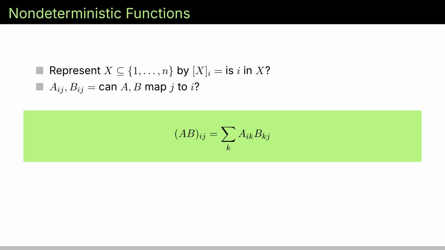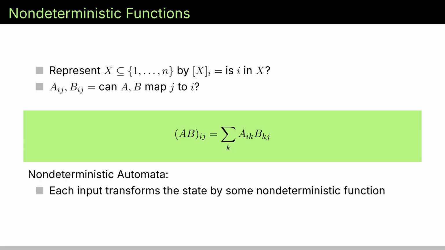This notation is excellent for reasoning about non-deterministic automata, machines where each possible input they could read transforms their state by some non-deterministic function. And you can do even better if you're willing to allow the entries of your matrix to be regular expressions.